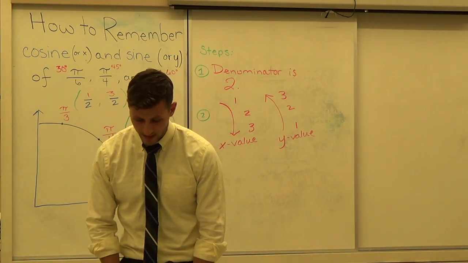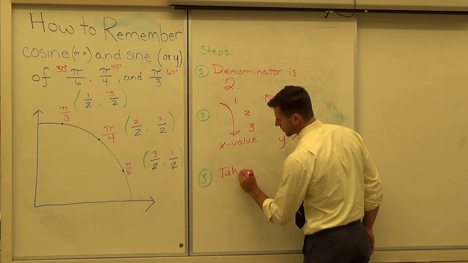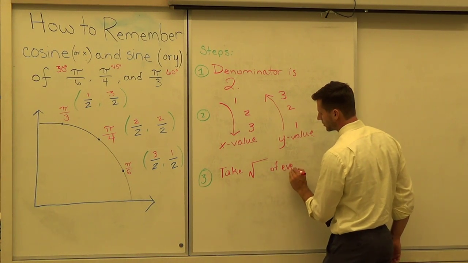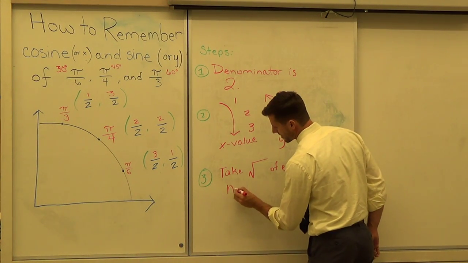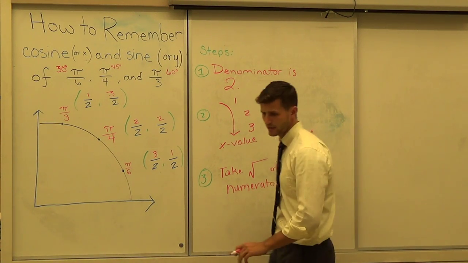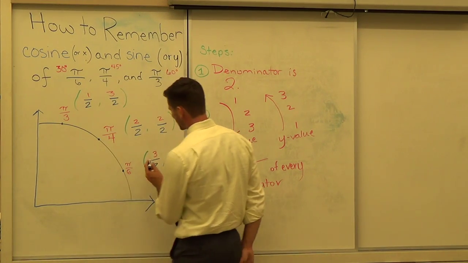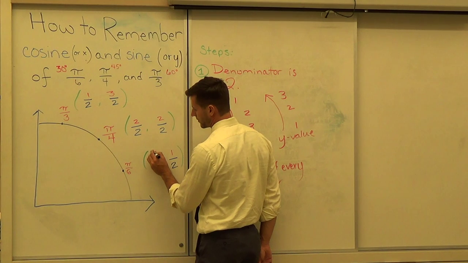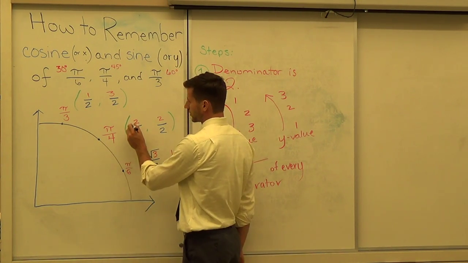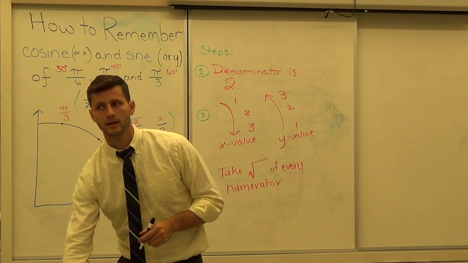The third and final step is that we will take the square root of every numerator, the top of every fraction. And let's see, I'll show that in black to make it stand out. I'm going to start right here, square root of 3. And that's a decimal, so I'll leave it like that. Square root of 2, that's also a decimal, so I'll leave it like that.